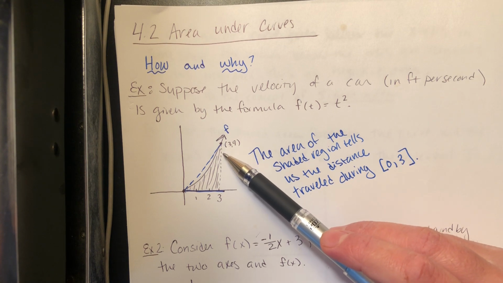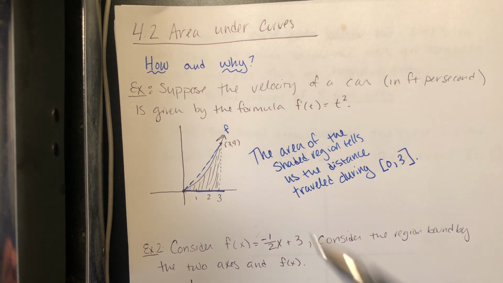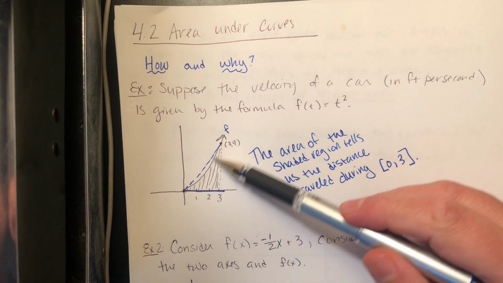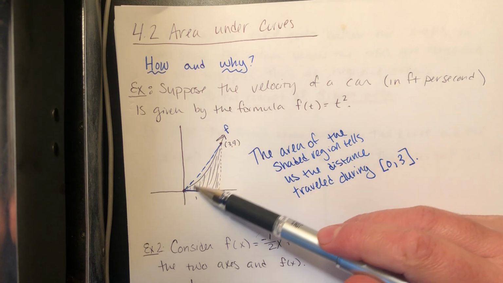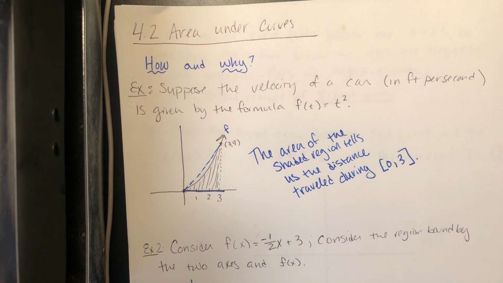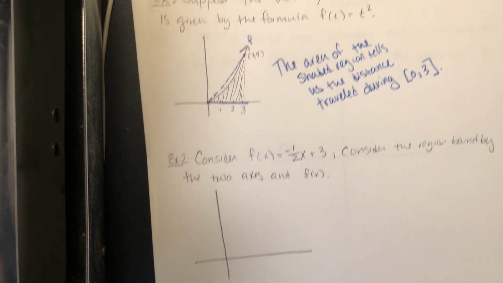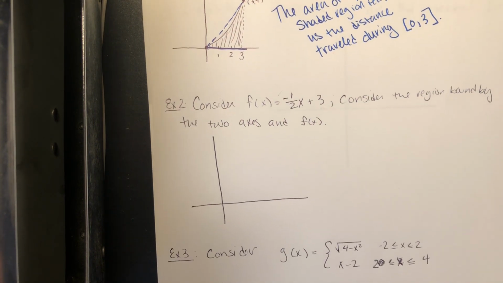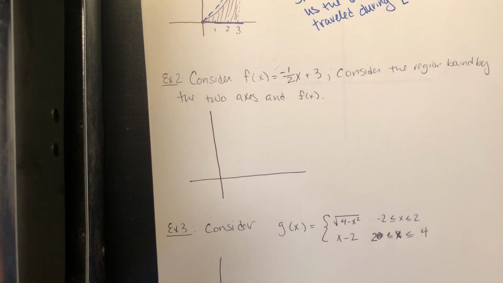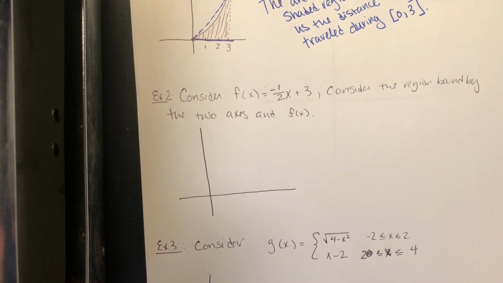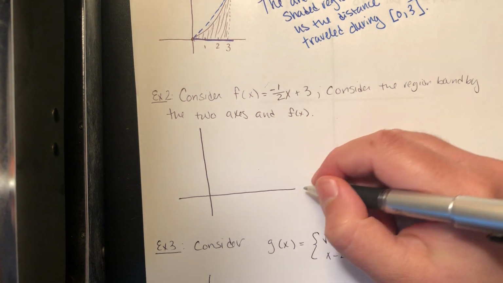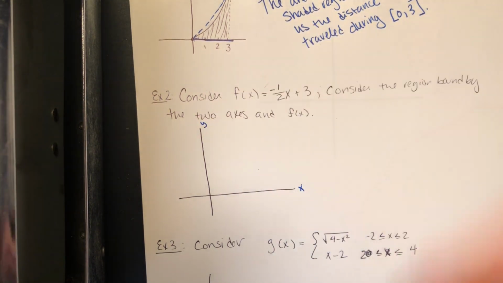And so this leads us to a more pressing question, which is how? How do we find the area underneath the curve if it's a strange shape like this? We're going to answer this first for some easier shapes, and then see if we can use that to get a sense of how to do it for more complicated curves. So in this first example, let's look at the function f of x equals -1/2 x plus 3. We want to figure out the area of the region bounded by the two axes and f of x, the x-axis and the y-axis.